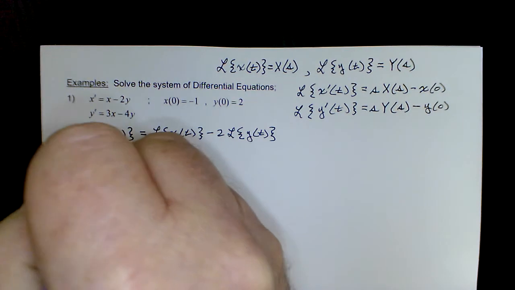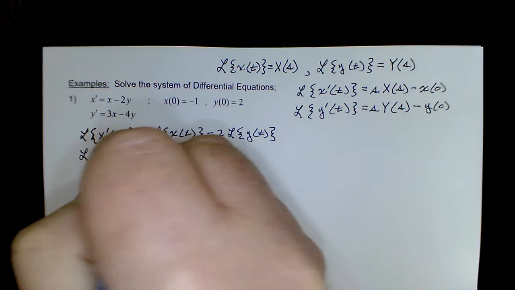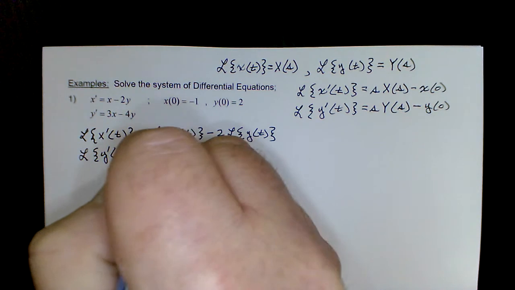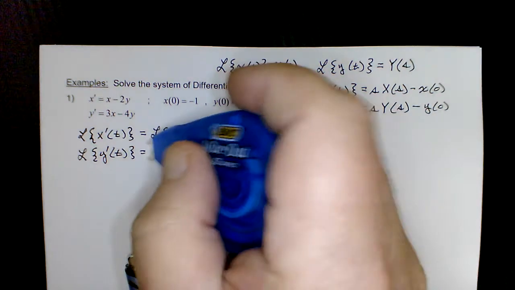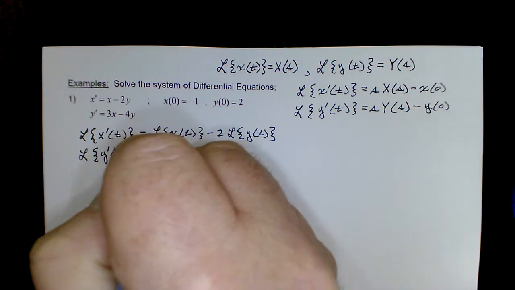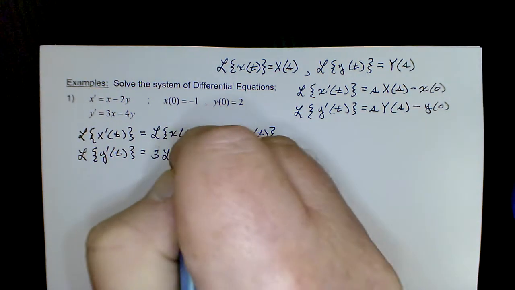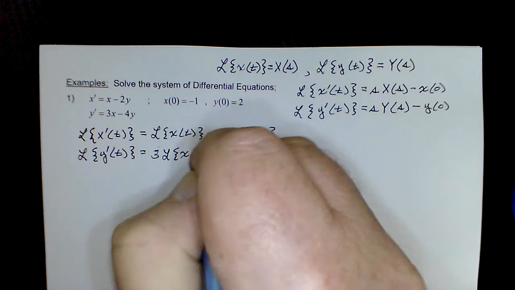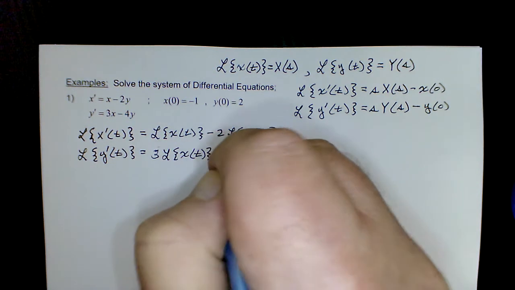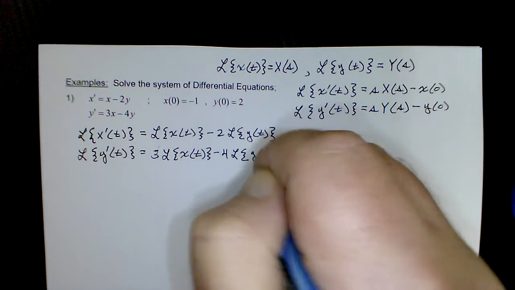Similarly for the second one, Laplace of y prime of t will equal 3, because we're going to use the linearity property, factor out those constants if we can. 3 times the Laplace of x of t, and then minus 4 times the Laplace of y of t.